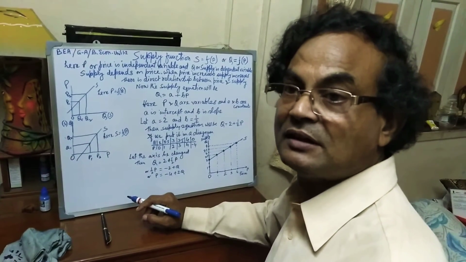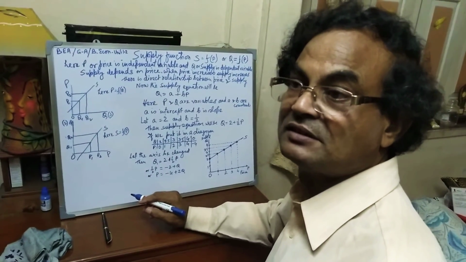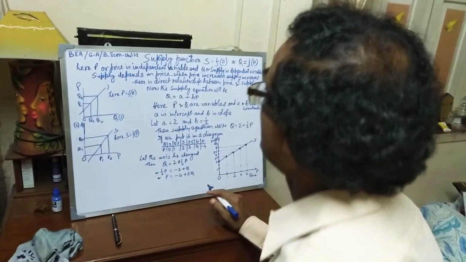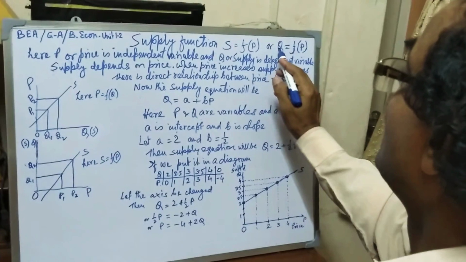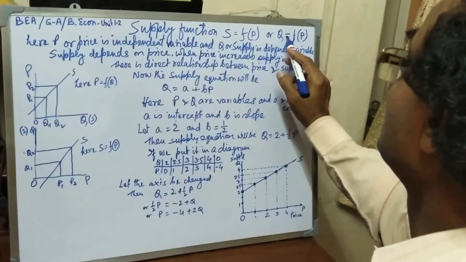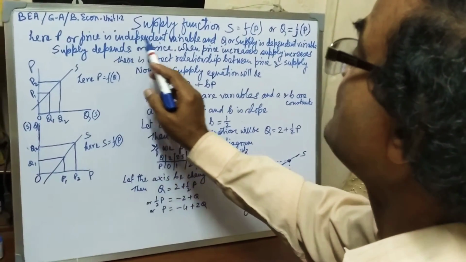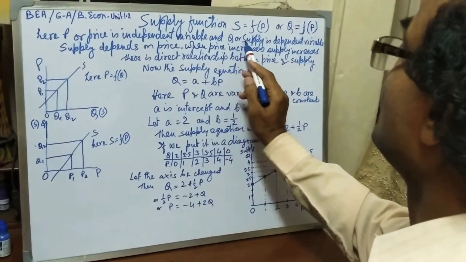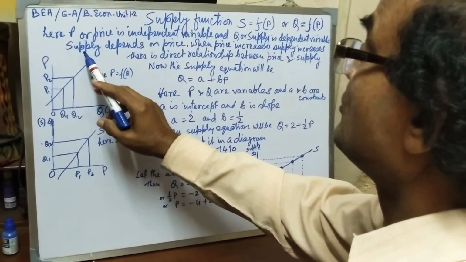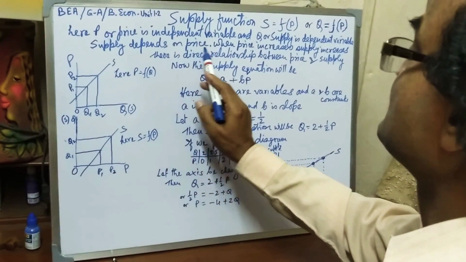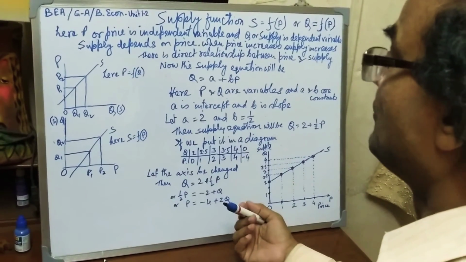In business economics, today's discussion is about the supply function. Previously, I discussed the demand function and now the supply function. The supply function is S equal to a function of P, where S means quantity supplied. Here P is price and it is the independent variable, and Q or supply is the dependent variable. Naturally, we know normally supply depends on price. When price increases, supply increases. At the same time, when price falls, supply falls.